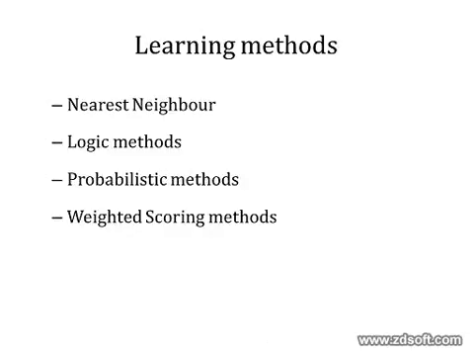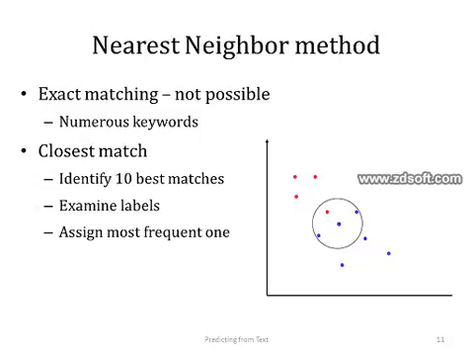There are different supervised learning methods available. A few are listed here, such as nearest neighbor method, logic methods, probabilistic methods, and weighted scoring methods. Let us briefly discuss the first two methods. Coming to the nearest neighbor method, when a new data is introduced, it tries to identify k similar items to the new data. Among the k items, the most frequently occurring label is considered as the label for the new item.